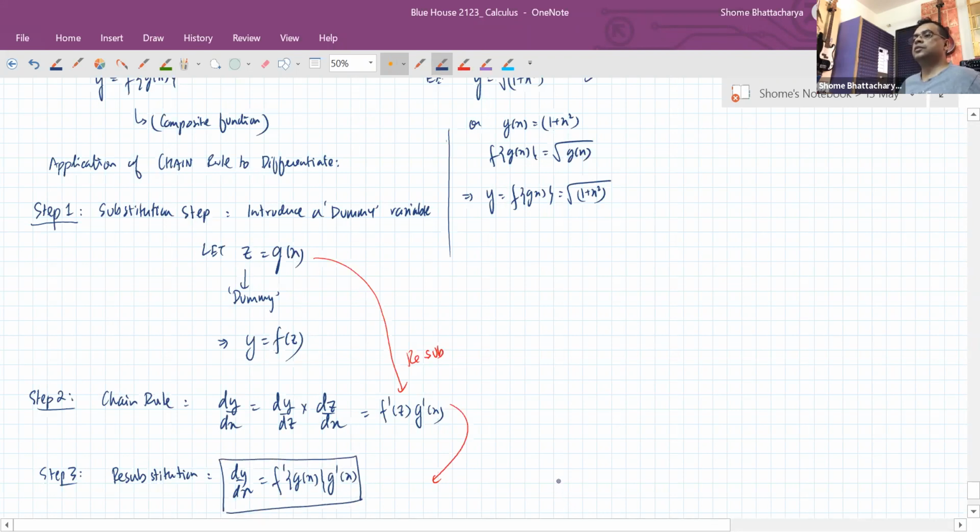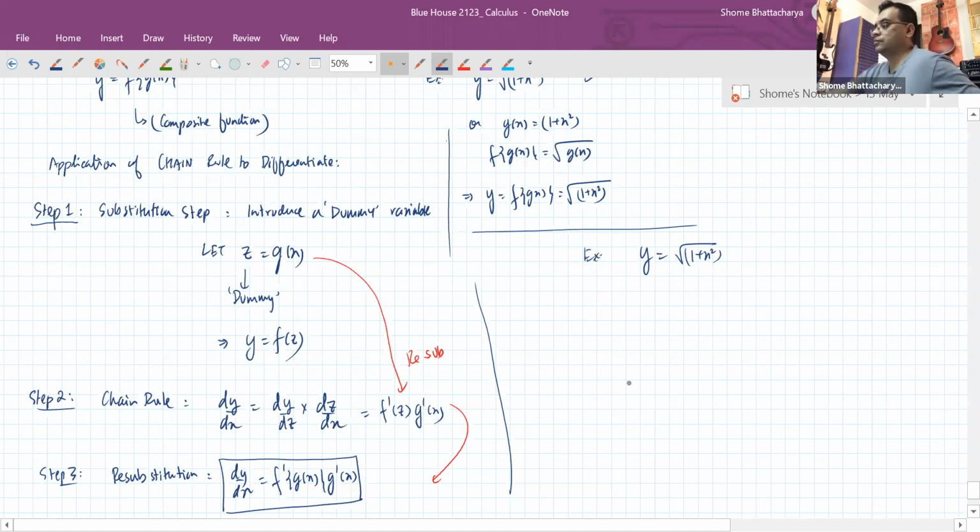That completes this. Okay. So note down these three steps and let's understand them in the context of our example. y is equal to square root of 1 plus x square. We'll apply these steps over here. Just a moment.